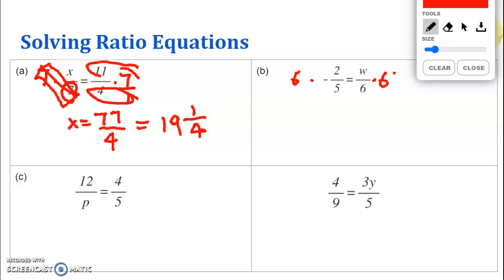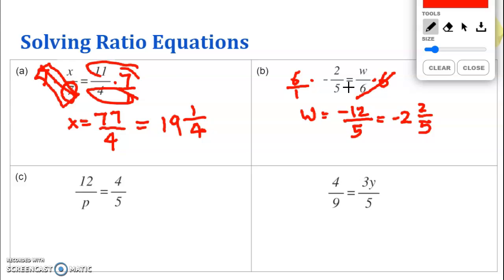Okay, and then this 6 divided by 6, they cancel out to be 1, and you're left with w is equal to, remember 6 is the same as 6 over 1, and when you're multiplying fractions, you multiply top with top and bottom with bottom. So 6 times negative 2 is negative 12, divided by 5. Okay, I know that I can't simplify this anymore because there isn't a common factor that is divisible into both. But I can turn this into a mixed fraction. How many 5s go into 12? 2, and you're left with 2 over 5, so negative 2 and 2/5.